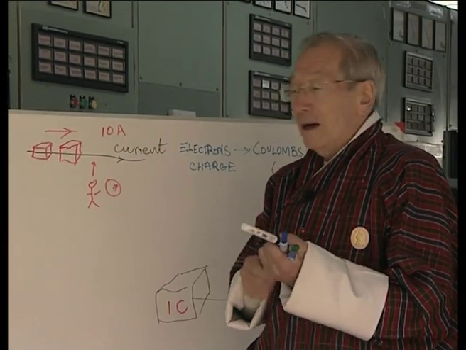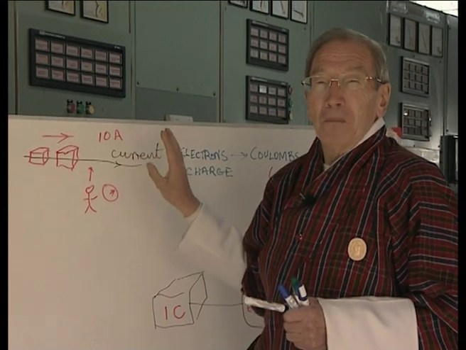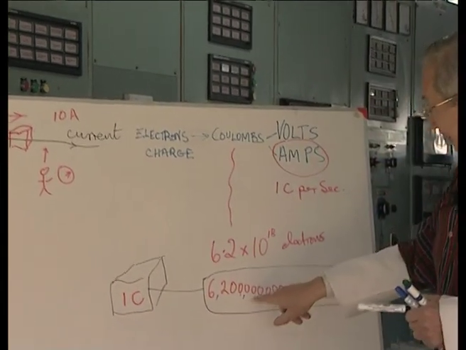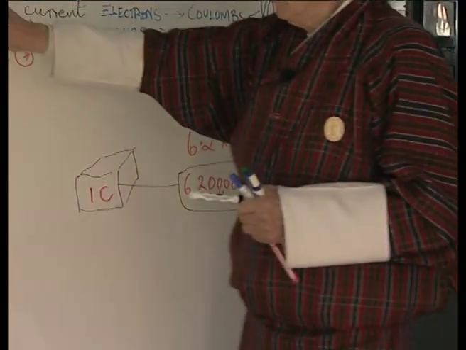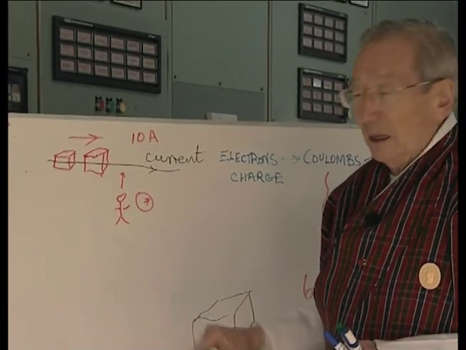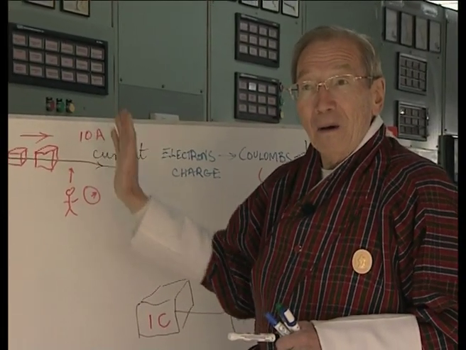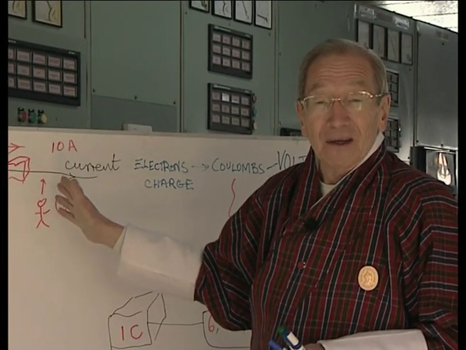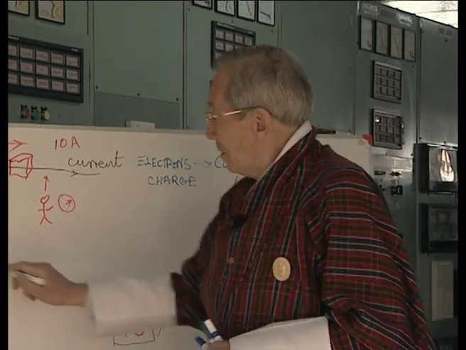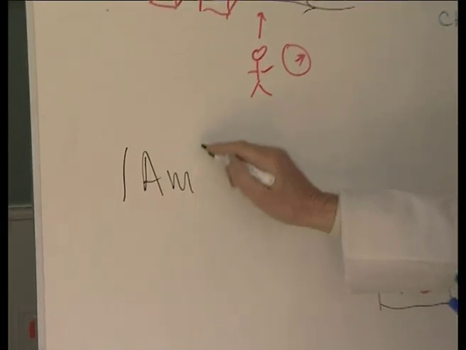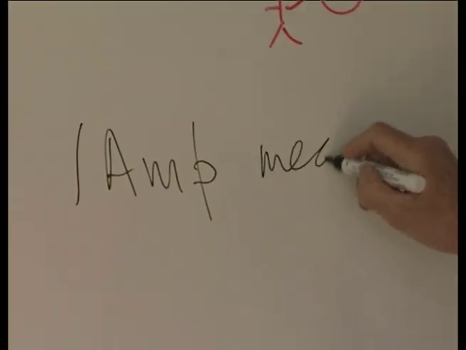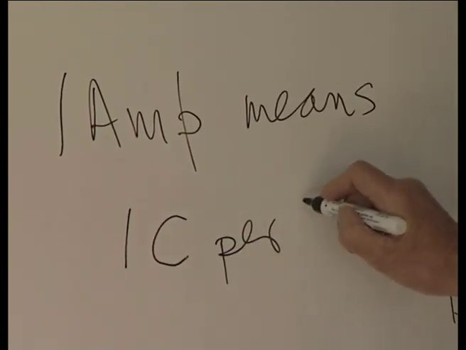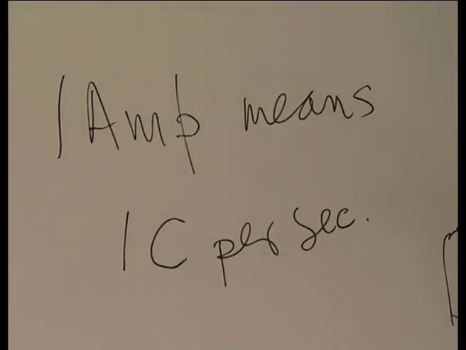So think of these boxes of electrons. Each box contains those many electrons, and each box is flowing down the wire, and you're counting how many boxes are going past in 1 second, and that is the current. 1 amp means 1 coulomb per second flow down the wire.